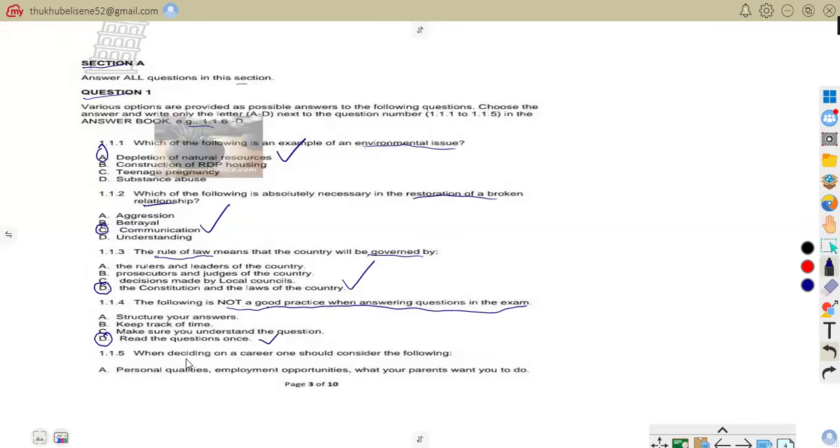Now let us be on 1.1.5. When you are deciding on a career, one should consider the following: A, personal qualities, employment opportunities, what your parents want you to do.